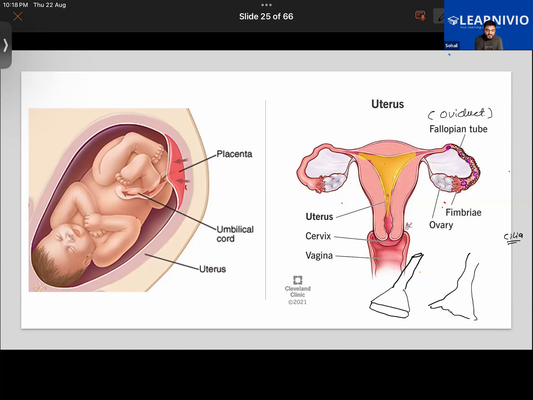Getting it? Furthermore, you see that this uterus opens into an opening called the cervix. This uterus is opening over here, and this opening of the uterus is called the cervix. And the cervix further connects to another opening called the vagina. So far, it's clear to everyone.